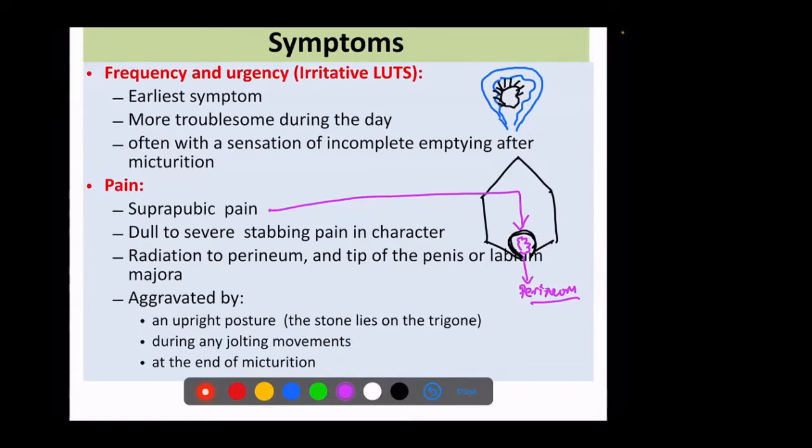Upright posture means if the patient stands, the patient feels more pain, because once you stand, the stone will irritate the trigone, and that can cause more pain. Obviously, for any stone disease, if there's jolting or jumping movement, the stone also moves and causes pain. When we empty the bladder, it has to contract. So when the bladder contracts at the end of micturition, the bladder mucosa collapses around the stone and causes severe pain. So pain increases more commonly at the end of micturition than at the beginning.